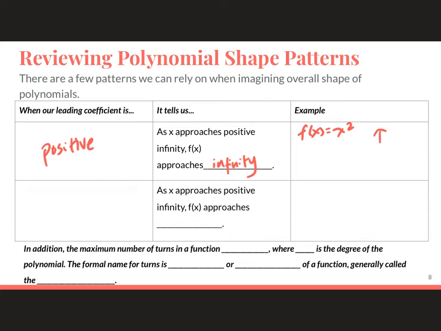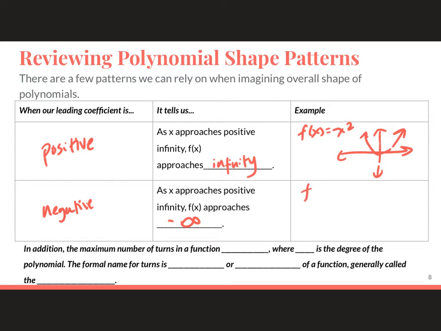When I graph that, as we go further to the right on our x-axis, so as x approaches positive infinity, we notice that our graph continues to go up to positive infinity as well. Let's look at when our leading coefficient is negative. When it's negative, as x approaches infinity, f of x actually approaches negative infinity.